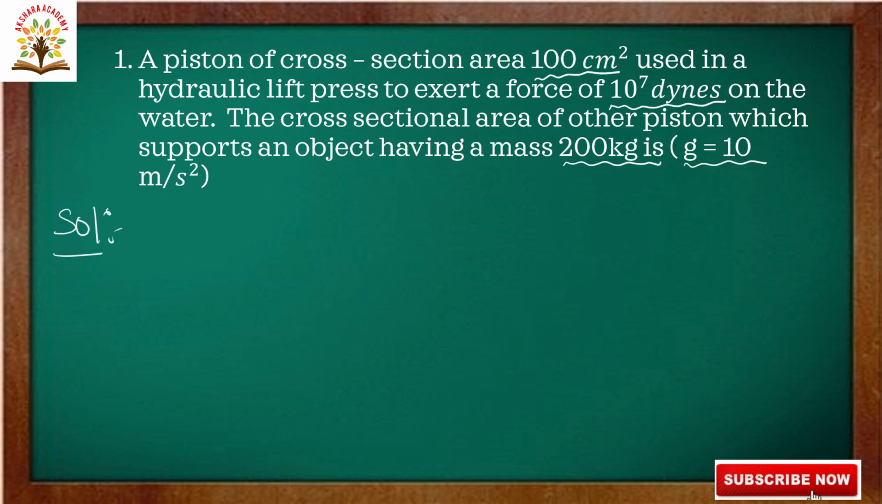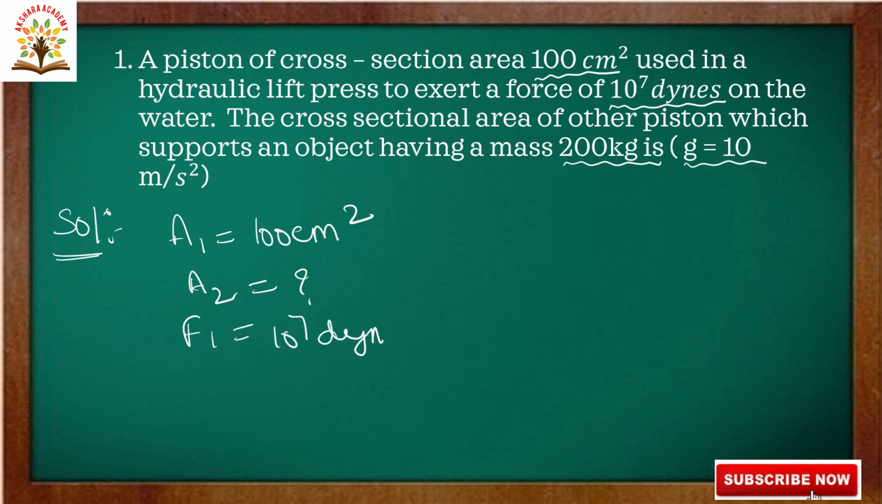We are taking a hydraulic lift, one is the smaller and one is the larger. So the given A1 is equals to 100 centimeter square and A2 you have to calculate, and the given F1 is equals to 10 to the power of 7 dyne and F2 is equals to mg, here m is 2000 kilogram, so m is nothing but 2000, g is 10.